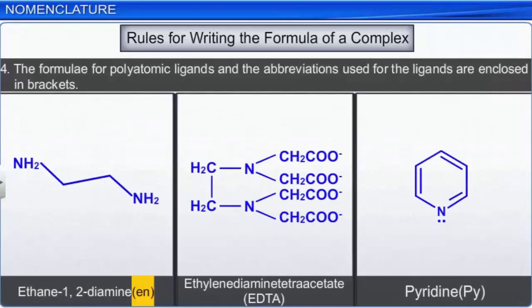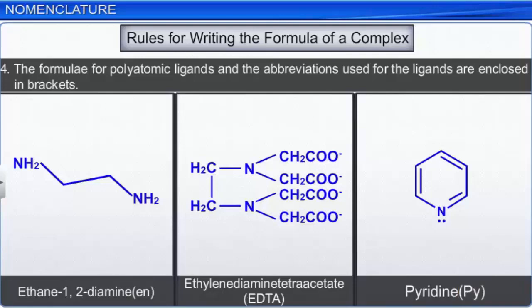The fourth rule for writing the formula of a coordination complex is to write the formula of polyatomic ligands and the abbreviations used for the ligands enclosed in brackets. For example, ethane 1,2-diamine is a polyatomic ligand and also a polydentate ligand. So it should be written like en. E stands for ethane, n stands for amine. Next one is EDTA.